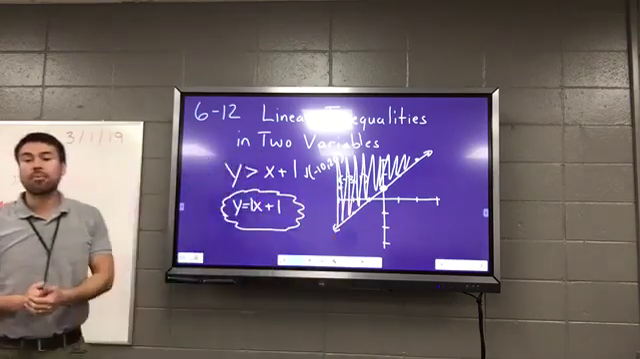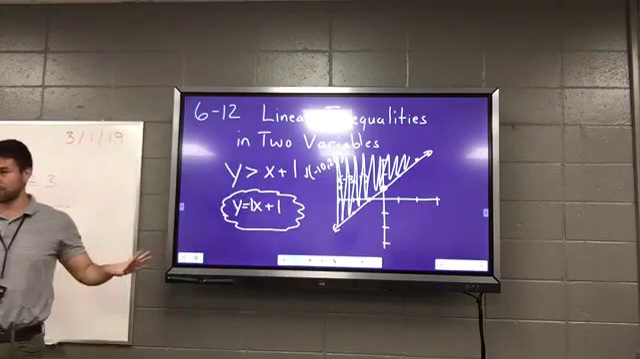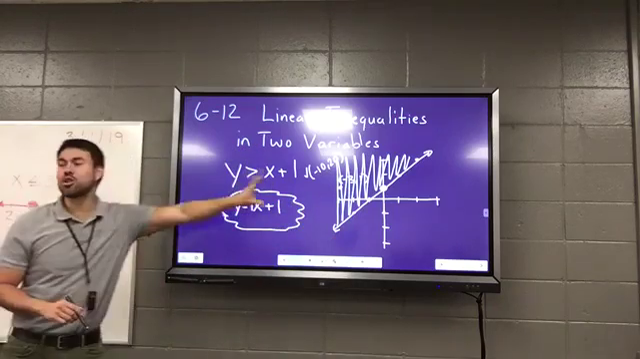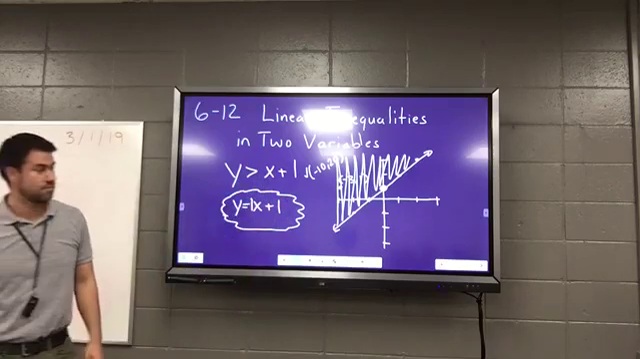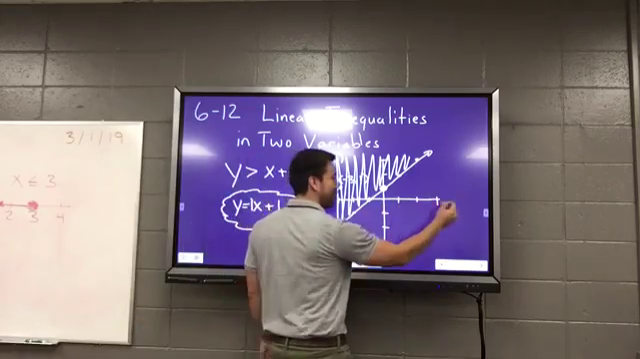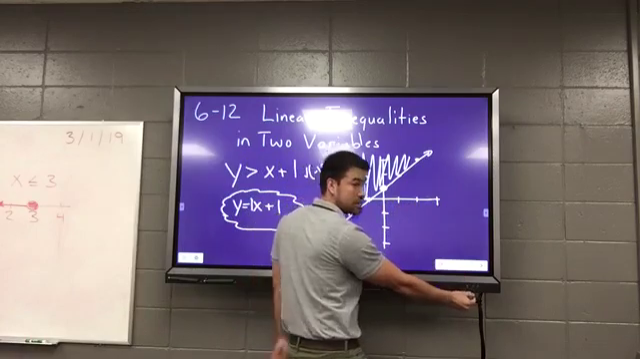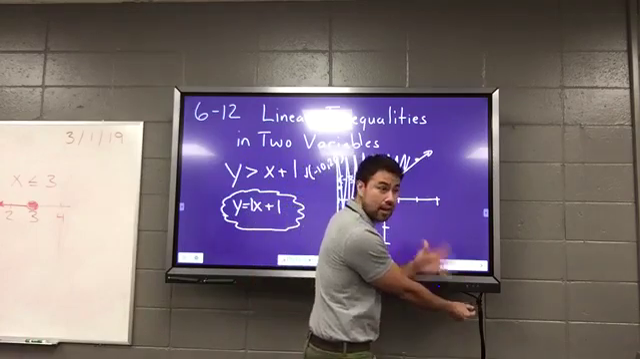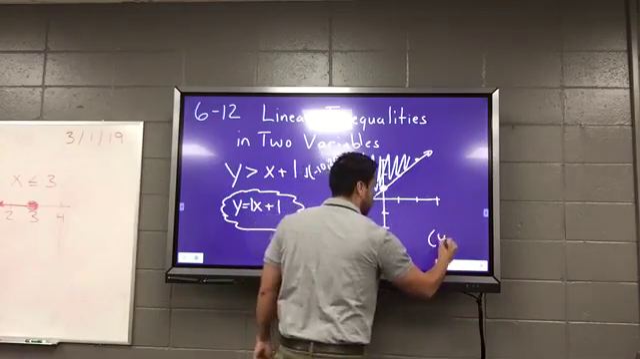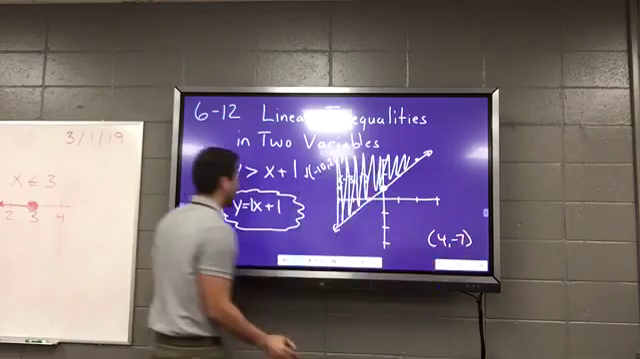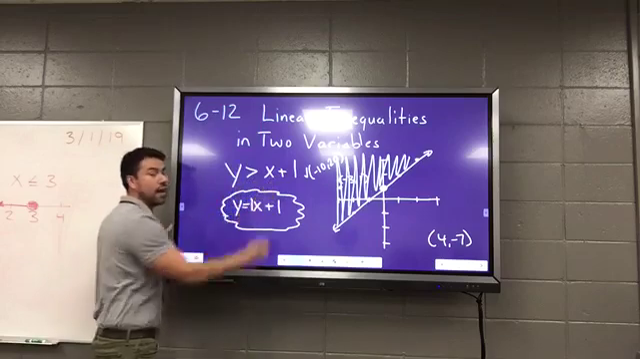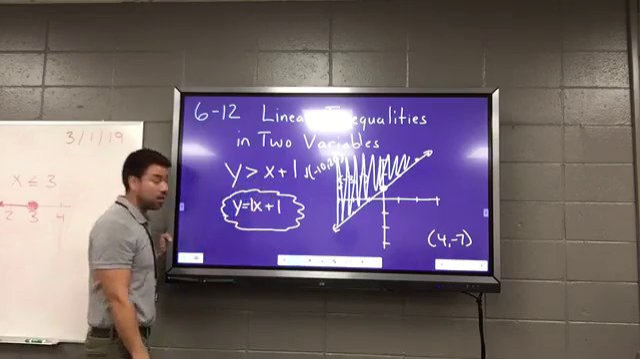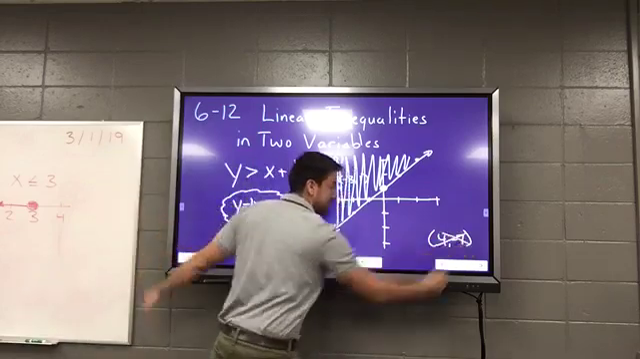Can anyone give me a point that's not a part of the solution? That's close to home. Don't go too far. 4, -7. Okay, 4, -7, so somewhere down here. Do you guys agree that's not shaded? That's not a part of the solution? So 4, -7. Okay, is -7 greater than 5? No, that's why I didn't shade that region.